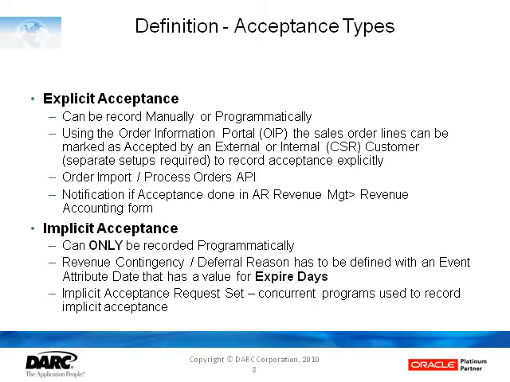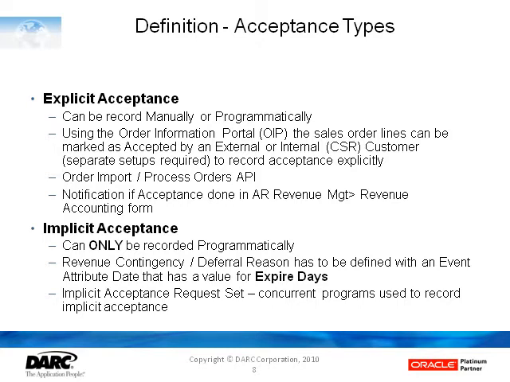For explicit acceptance, this can be performed manually or programmatically. The manual method is using the Order Information Portal, which I will refer to later as OIP, in the sales order lines region, and this can be done by an internal user or an external user. The other method, programmatically, can be done via order import or the process orders API.